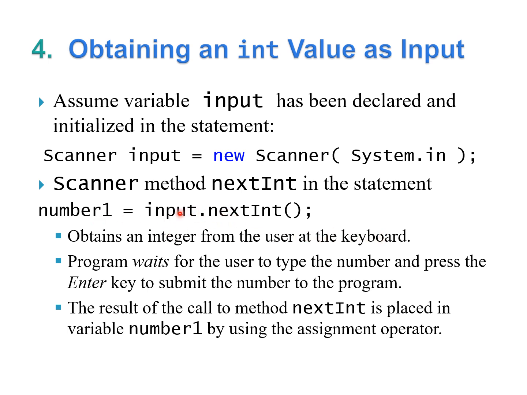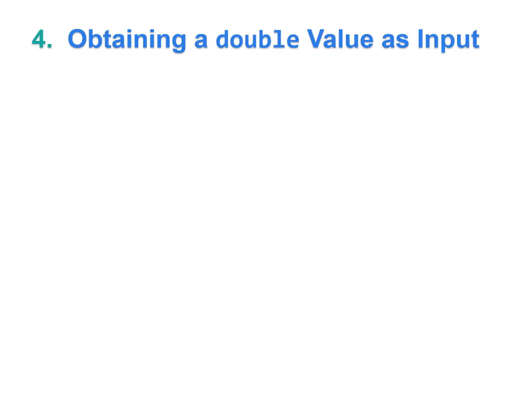When it executes, the program waits for the user to type the number and press the Enter key to submit the number to the program. The result of the call to the nextInt method is placed in the variable number1 by using the assignment operator. You can also obtain a double value as input by using Scanner.